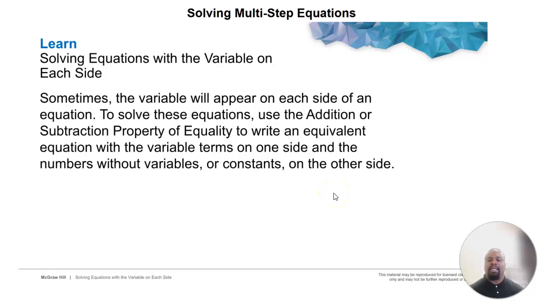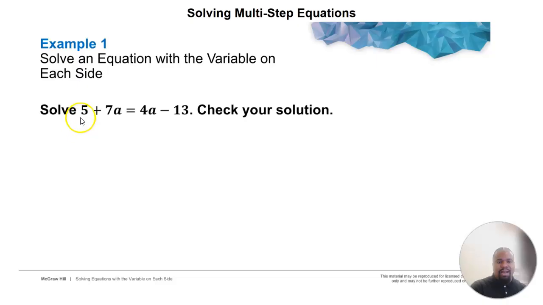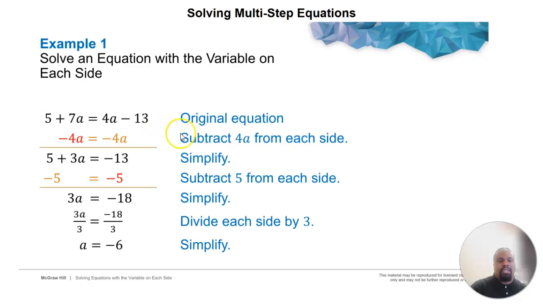Variables on both sides. So sometimes you're going to have variables on both sides of the equation. We still want to go through the process of going through our steps. But what we need to do first, though, is to get the variable on one side of the equal sign. So let's look at some examples with that. We'll walk through that. So we got 5 plus 7a equals 4a minus 13. All right. So notice we got 7a on the left side of the equal sign, 4a on the right side of the equal sign. So let's do that.